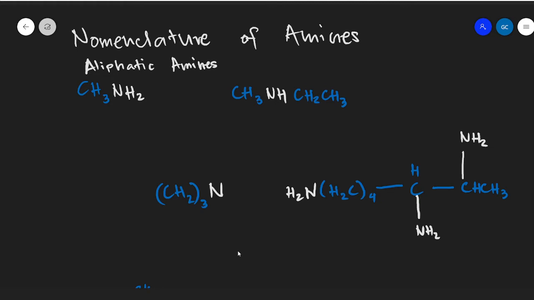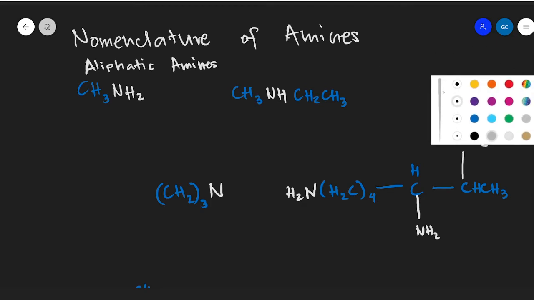When we go into the IUPAC naming of these amines, you will see that there is a difference in how we can name the primary amines and the secondary amines. Before that, let's first give the common names. For the common names, I will be using light blue.